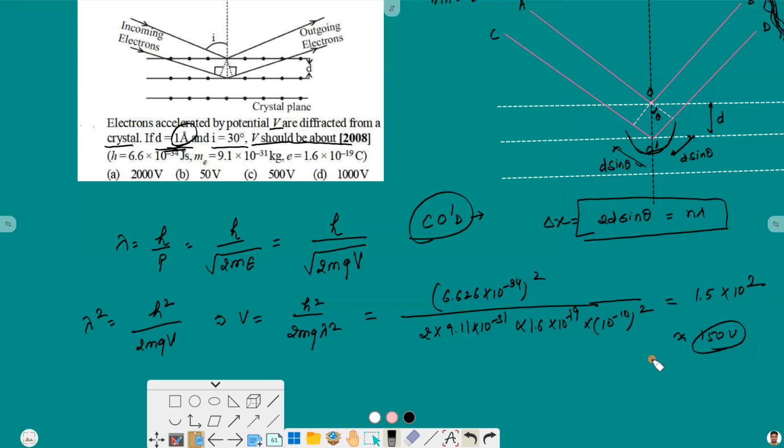Now if we see, there is no option that is an exact match, but 50 volts is the most comparable, the most nearby answer we can get. So we will go with option B here.